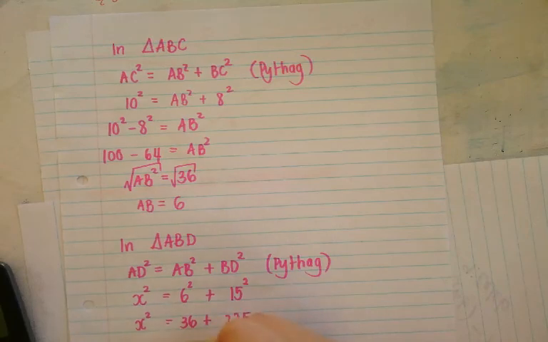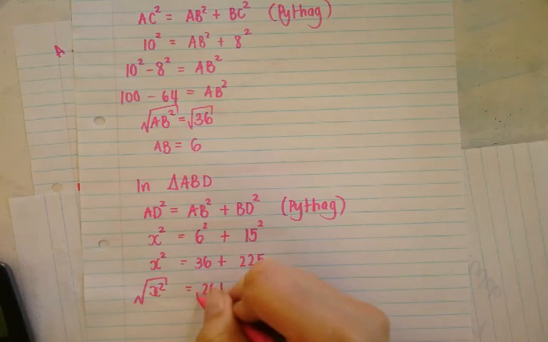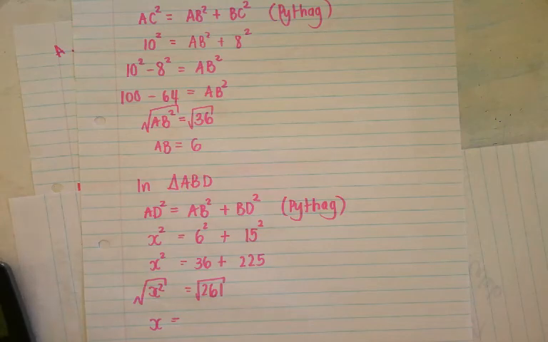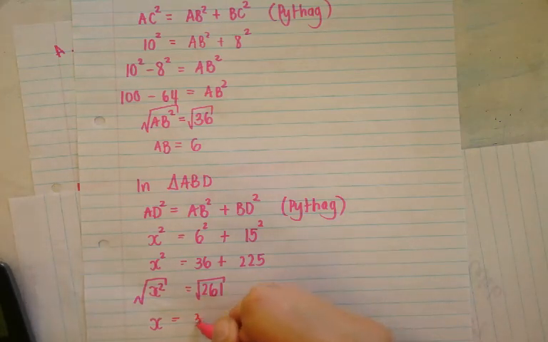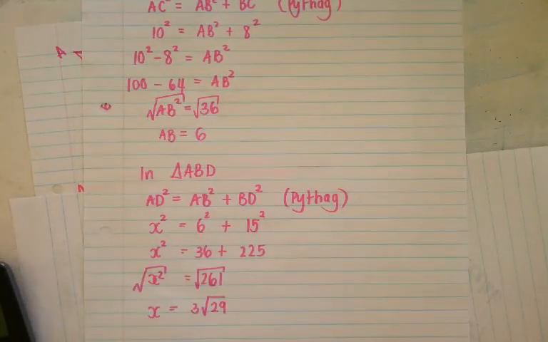261. Square rooting both sides. Your calculator is going to give you a freaky answer, which we call surd form. 3 square root 29. That just means it's not a perfect square. That's all it means, but that is still my answer.